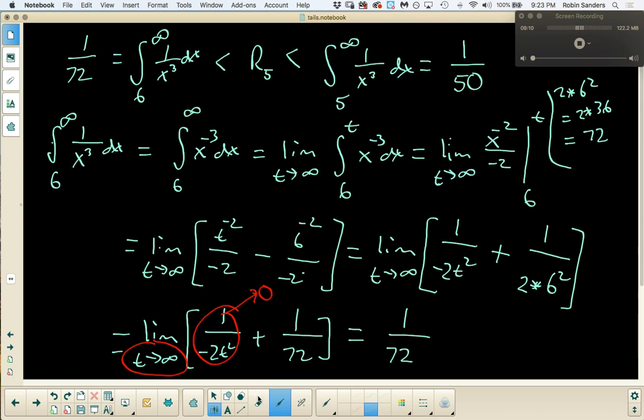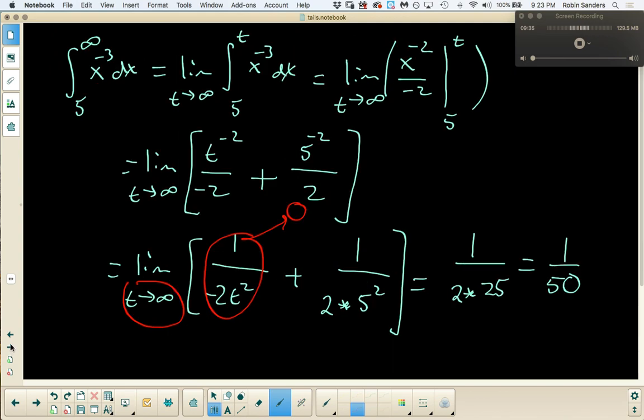I want to stare at this for just a minute, and I kind of want to highlight what we're going to be looking at. What we now have is that 1 over 72 is smaller than our tail, and our tail is smaller than 1 over 50. I need to remember that for getting to the next part of the solution. So we come to the next blank page, and we're going to remember that 1 over 72 is smaller than the tail if we chop it at S5, and the tail is smaller than 1 over 50.